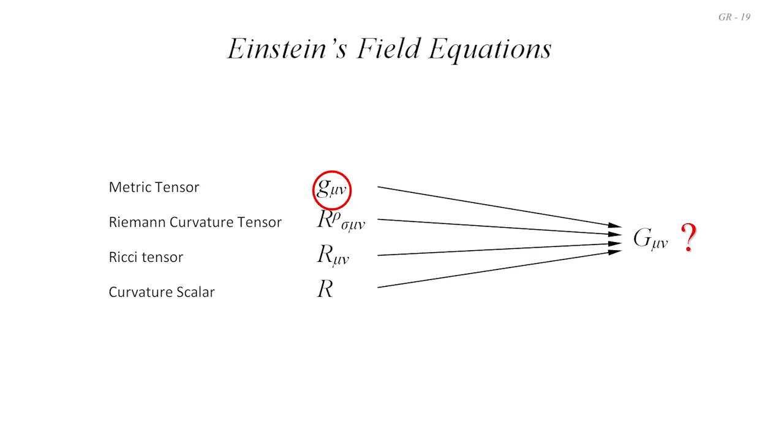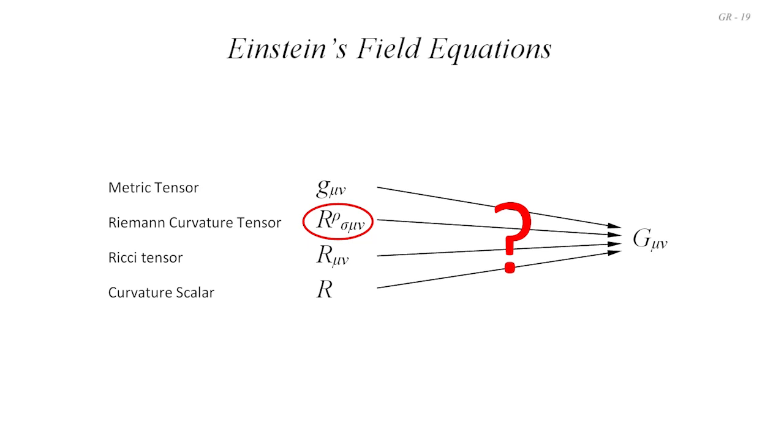The metric tensor, little g mu nu. The Riemann curvature tensor, R rho sigma mu nu. The Ricci tensor, R mu nu. And the curvature scalar, R. Now, of course, the Riemann curvature tensor obviously can't be part of the Einstein tensor, capital G mu nu.